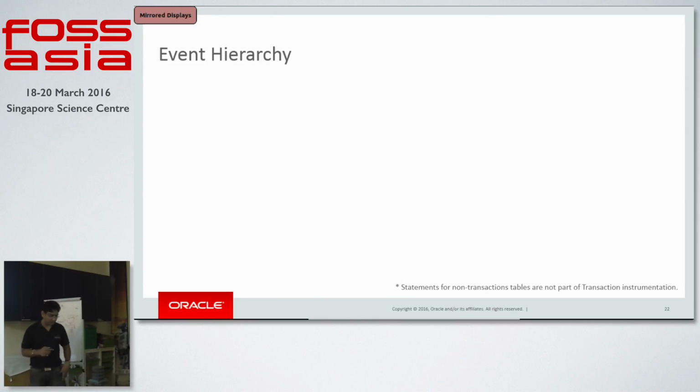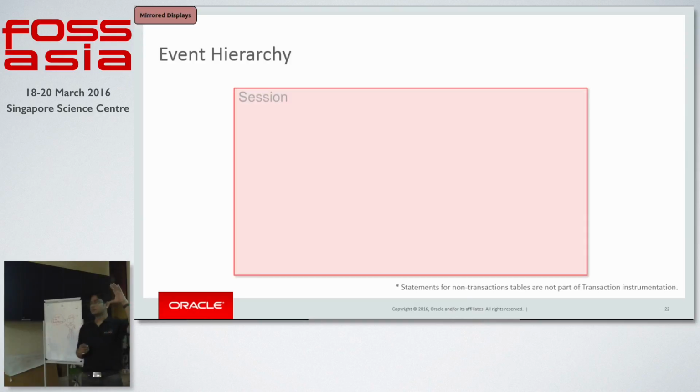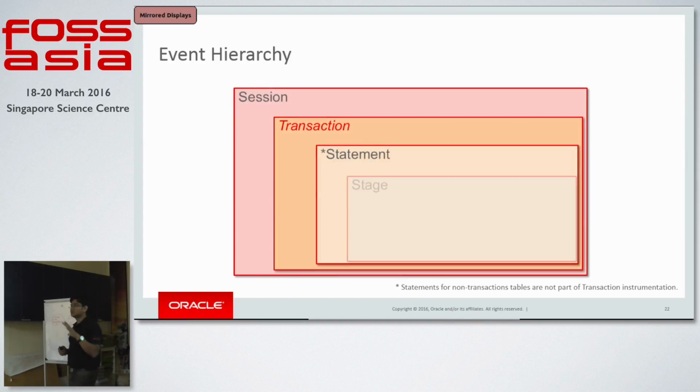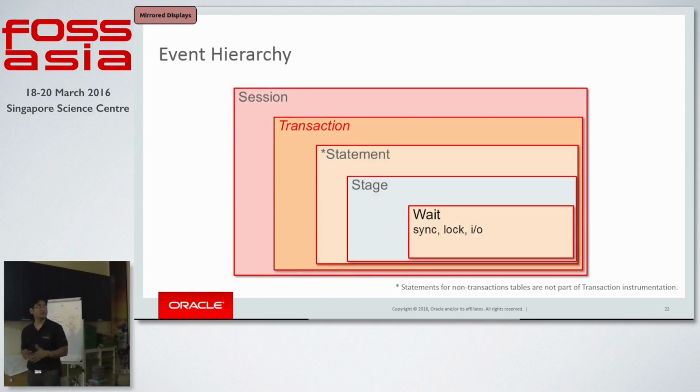Okay, event hierarchy. So as I said, a session could have multiple transactions, a transaction could have multiple statements, a statement could have multiple stages, and a stage could have multiple waits. So in performance schema, we monitor all those activities, and we have maintained this hierarchy as well. On the next slide, I'll tell you how this hierarchy is maintained in performance schema.